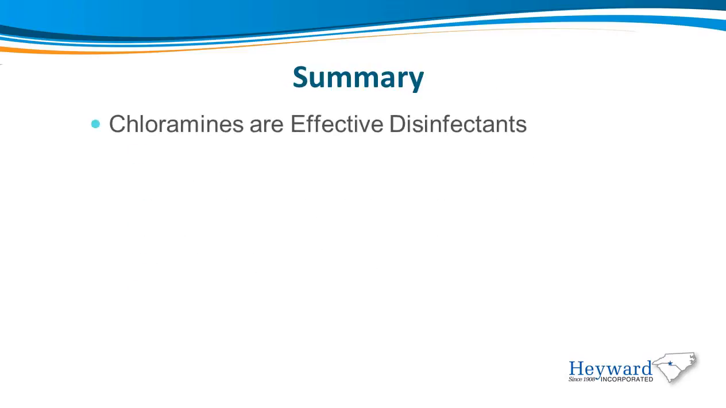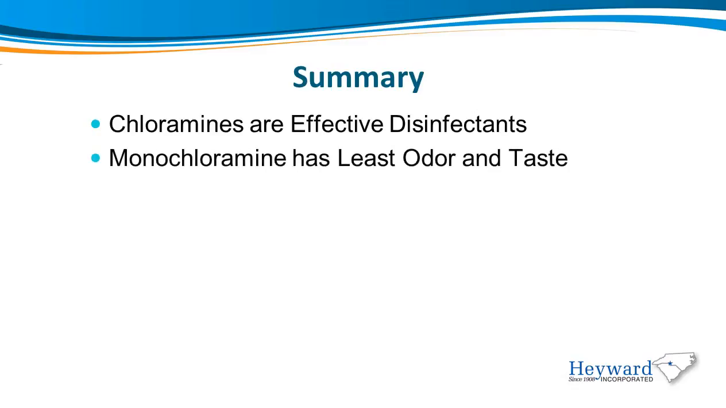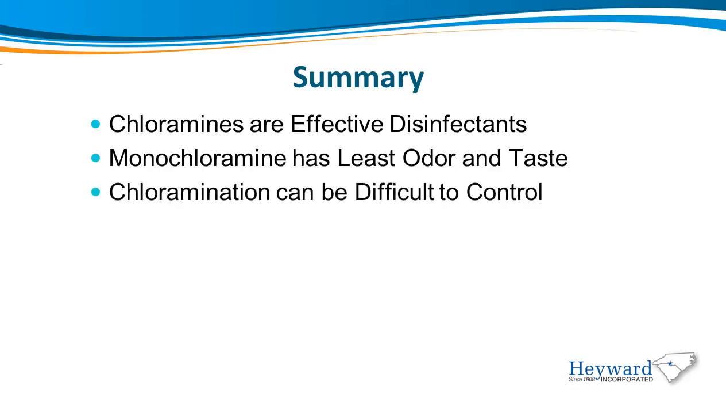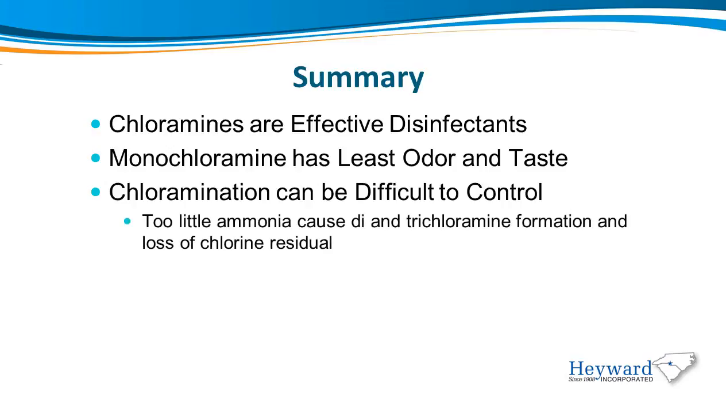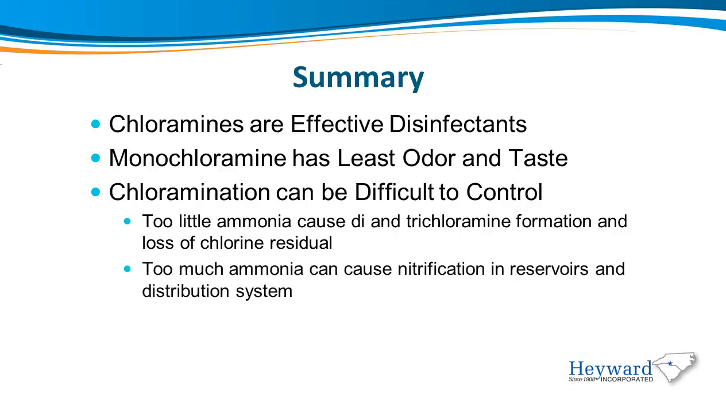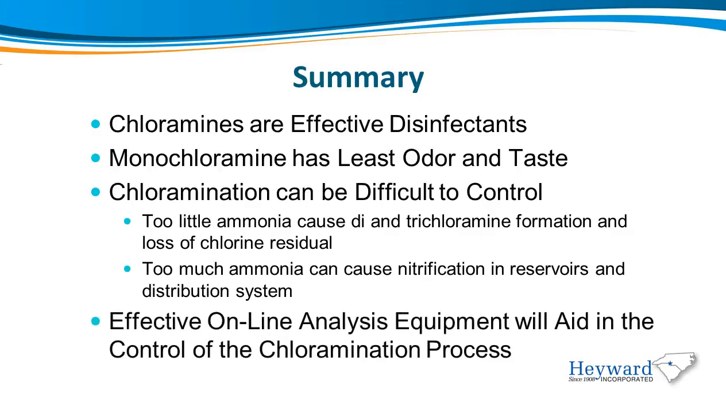In summary, chloramines are effective disinfectants. Monochloramine has the least taste and odor and forms the least trihalomethanes. Chloramination can be difficult to control. Too little ammonia causes di- and trichloramine formation and a loss of chlorine residual. Too much ammonia can cause nitrification in reservoirs and distribution systems. Effective online analysis equipment will aid in the control of the chloramination process.